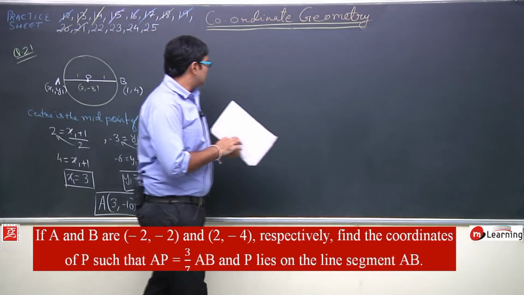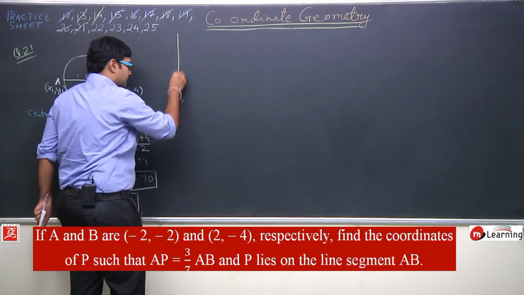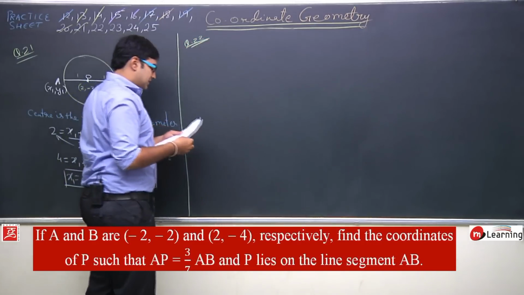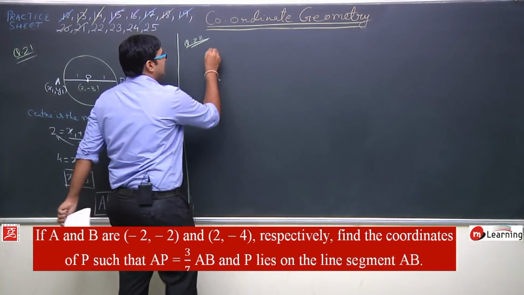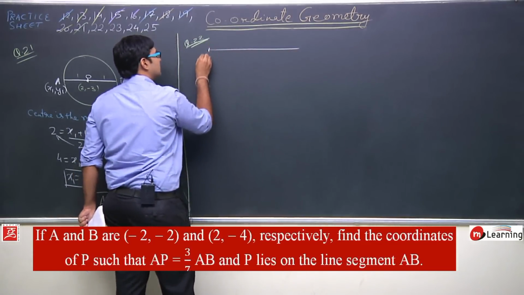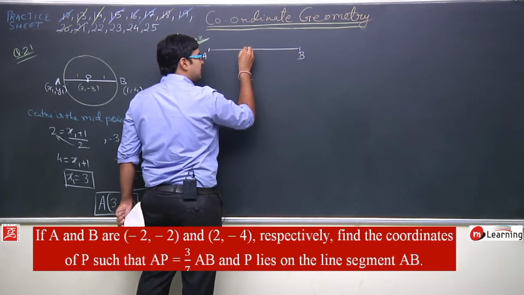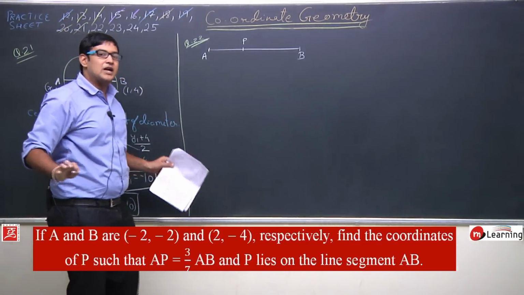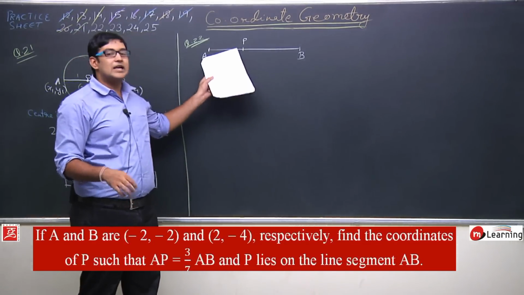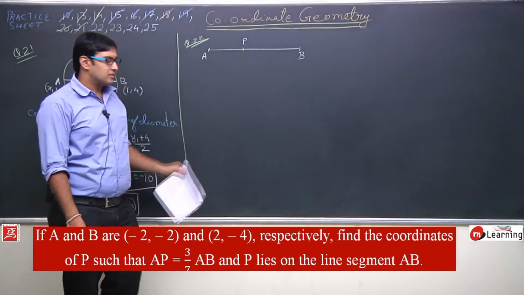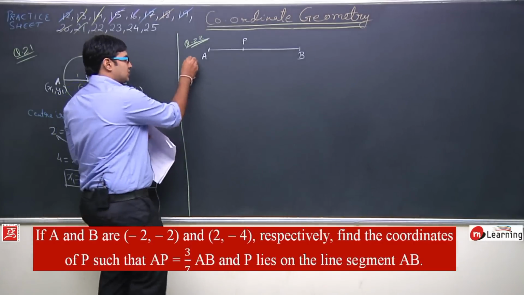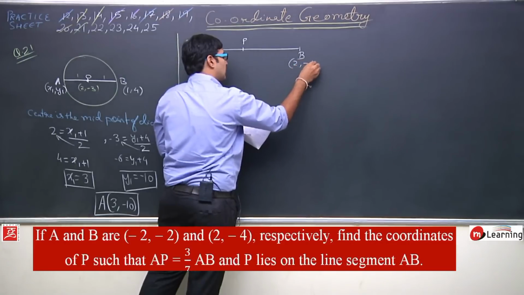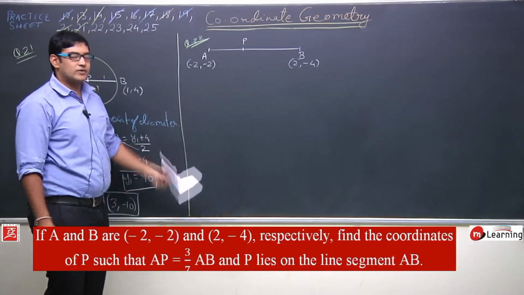Okay, so in this question number 22, it says that there is a line segment AB, and P is a point on this line segment. I don't know the location of P. Randomly, I have assumed that P is here. And it says that the coordinates of A and B are (-2, 2) and (2, -4).